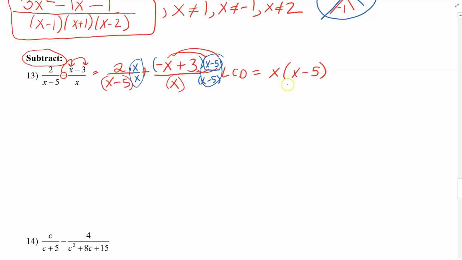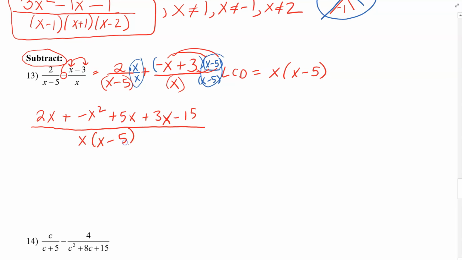Then I will go ahead and FOIL again the numerators on the second fraction, and I'll put all of it over my common denominator. So from the first fraction, I have 2x. From the second fraction, I have negative x times x would be negative x squared. Negative x times negative 5 is positive 5x. 3 times x is 3x, and then 3 times negative 5 is negative 15. So I have all of that in the numerator. All of that is being divided by my LCD of x times x minus 5.